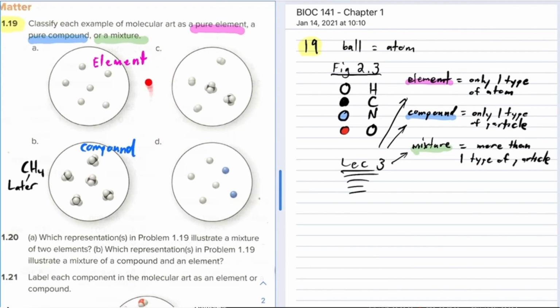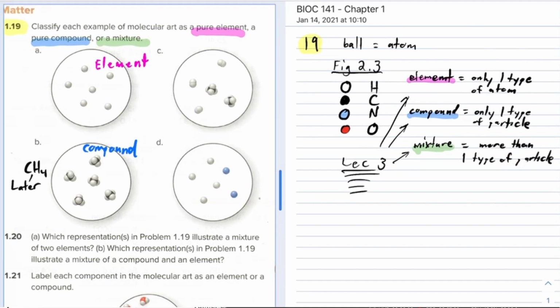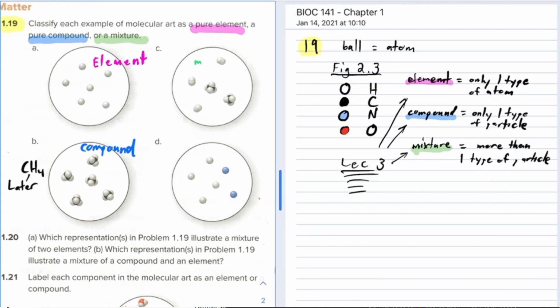If you look at C, I see these 3 particles, they all look the same, and then those 2 particles look the same. So you got 2 types of particles. You got these, and then you got those. Okay, so this is a mixture. And then looking at D, this is also a mixture because you have these particles and you got those particles. Okay, so again, 2 types of particles. That's a mixture, more than one type of particle. So I'm going to label these as mixtures. Okay, and this is a mixture as well. Okay, so that answers problem number 19.